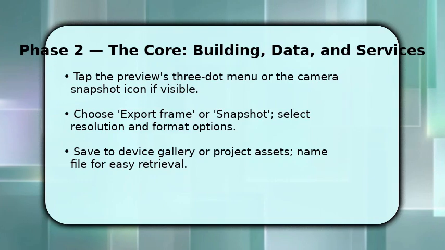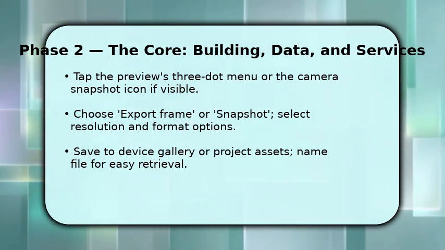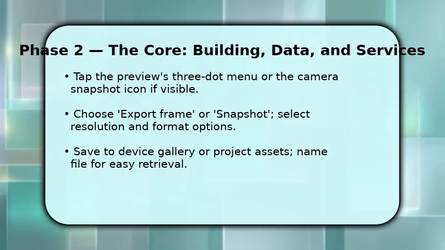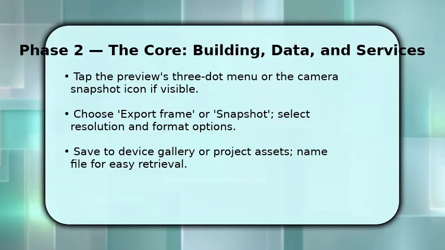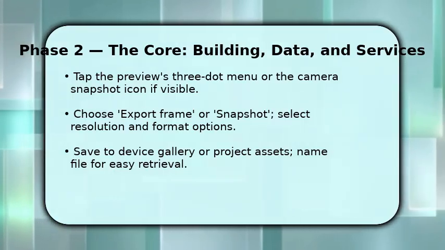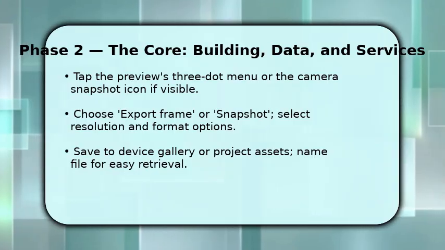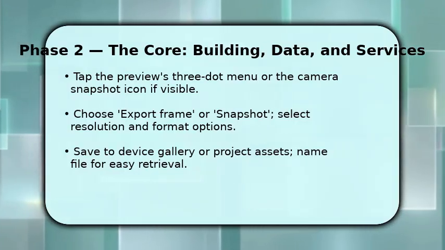Now capture the frame. Tap the three-dot menu or the snapshot camera icon in the preview area, because that's where CapCut places export tools. Select Export Frame or Snapshot and then pick resolution and file format if prompted. Higher resolution keeps quality, though larger files.